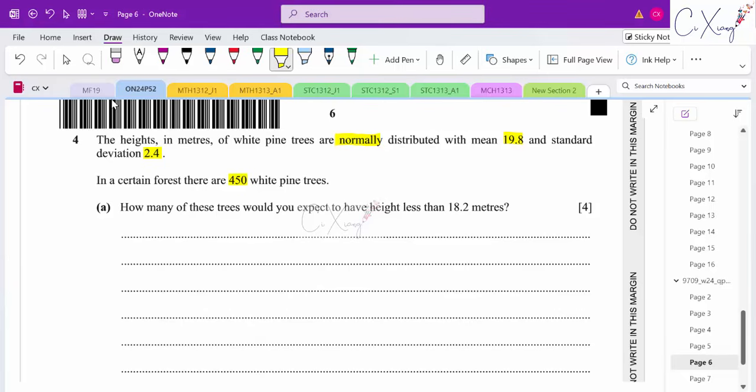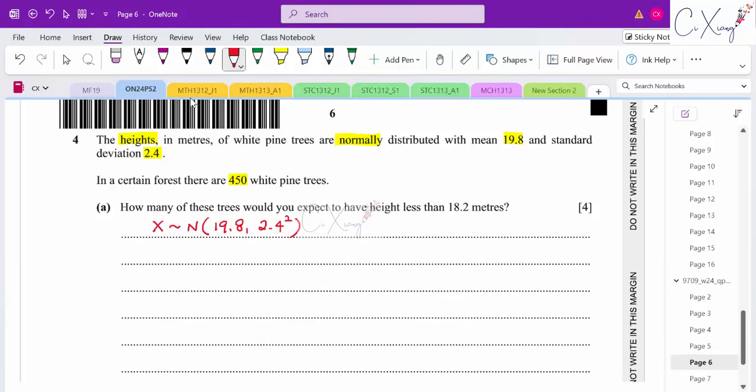Okay, so in this question, we are talking about the height of the tree and they are normally distributed. So maybe we can let X equal the height of the tree. Therefore X is normally distributed with the mean 19.8 and also the standard deviation 2.4. So when you want to write the parameter in this symbol here, it should be a variance. So it should be 2.4 squared.